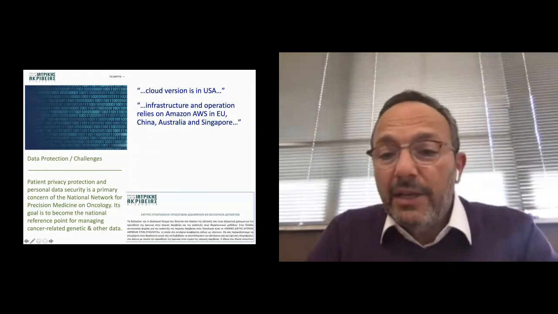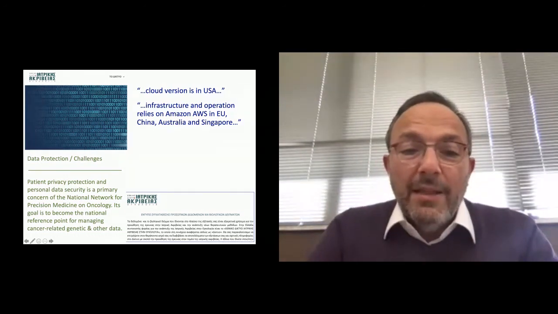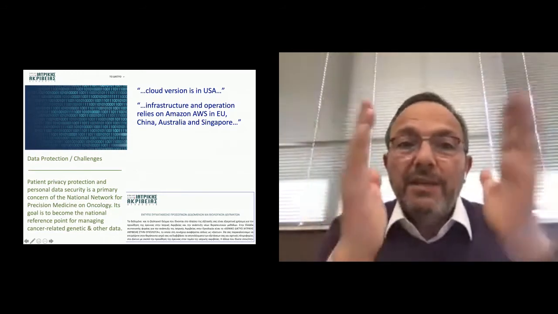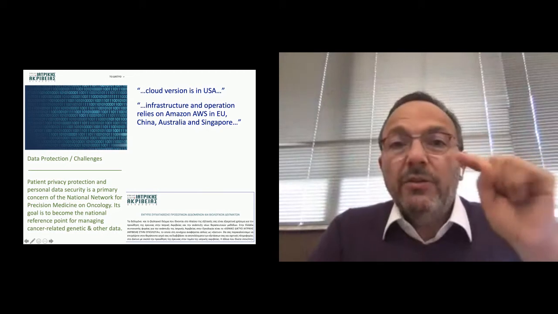And here is a consent form. It's in Greek. I didn't translate that. But on the first page, one of the primary things that it says is that patient privacy protection is key.